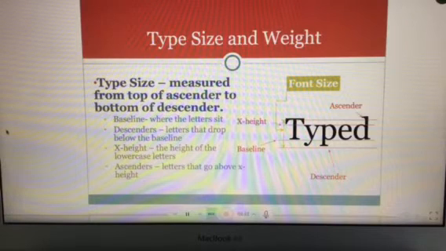Take a moment to look at the diagram pictured on the right.